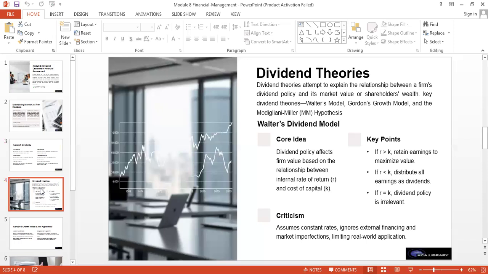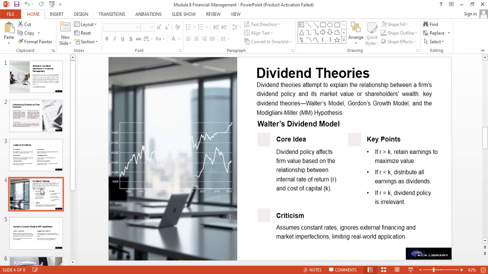We have some theories that guide dividend policy, and for this we'll be talking about three of them. We have Walter's model, we have the Gordon growth model, and we have the Modigliani-Miller hypothesis. Dividend theories attempt to explain the relationship between a firm's dividend policy and its market value or shareholders' wealth. And that is why it is essential that we look into these theories.